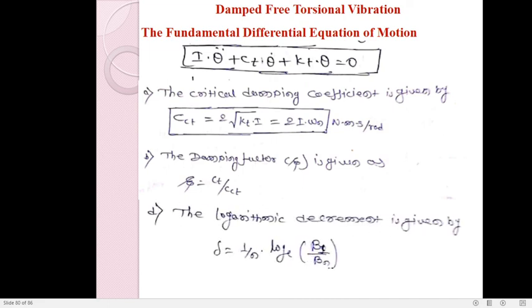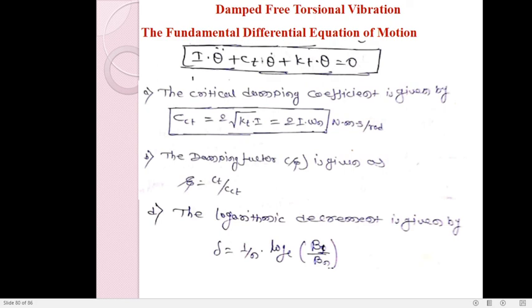And the logarithmic decrement, if it is a case of viscous damper, can be given as delta is equal to 1 upon n into log base e of beta 1 upon beta n, where beta is the angular displacement of the system. That is, instead of writing theta, we will use beta as a symbol. So all these formulas, whatever derivations we have seen, we have to apply to solve numericals based on these particular concepts.